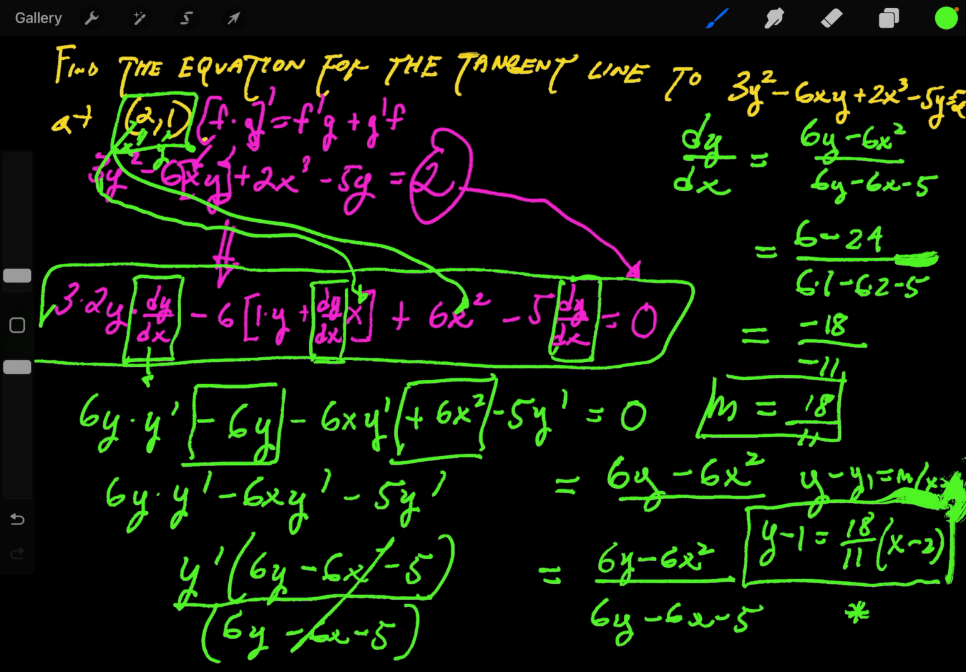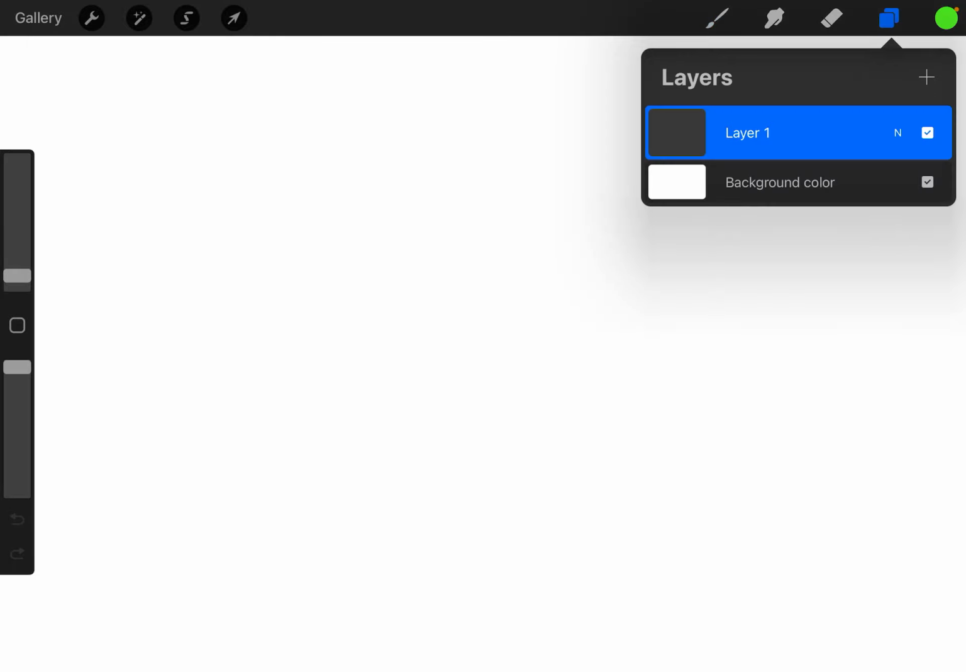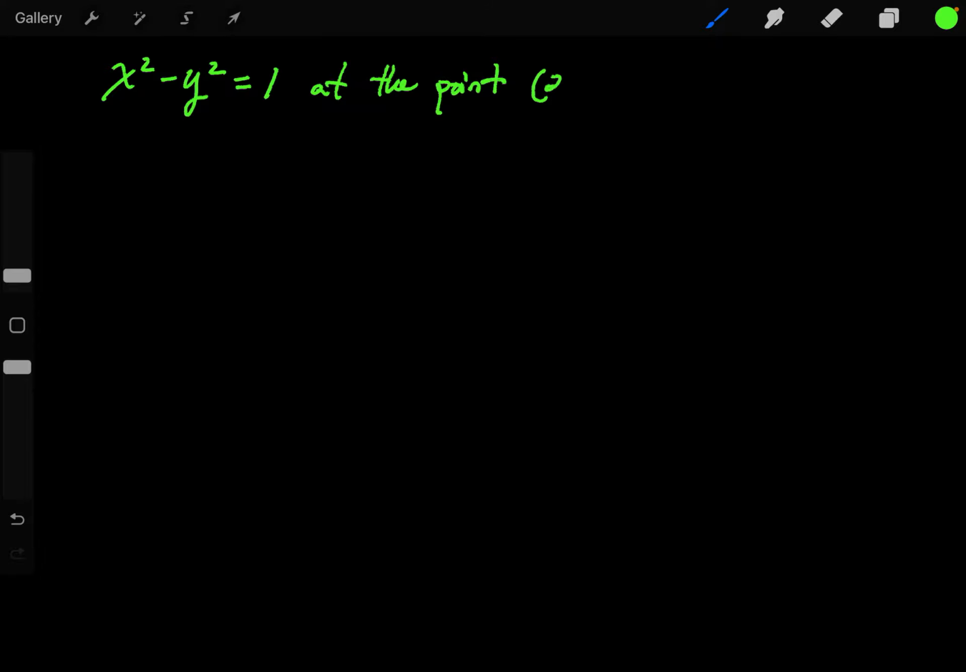It says, for 3.61, find the slope of the tangent line to the hyperbola x squared minus y squared equals 1. So this is a hyperbola. They want the equation of the tangent line at the point (2, square root of 3). And you could even check that this point is on this curve, right?